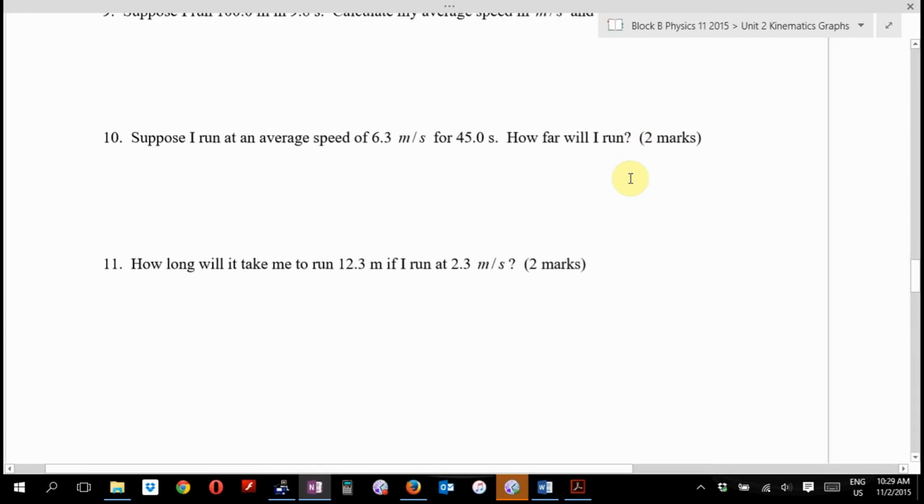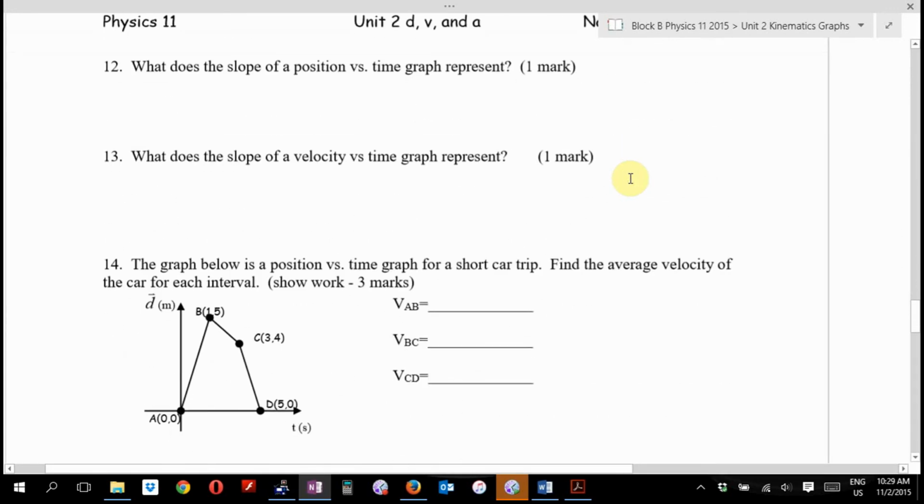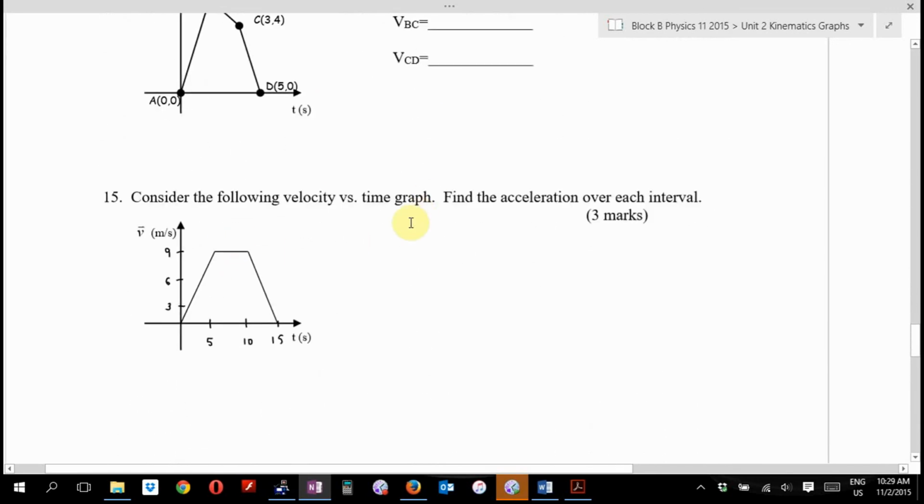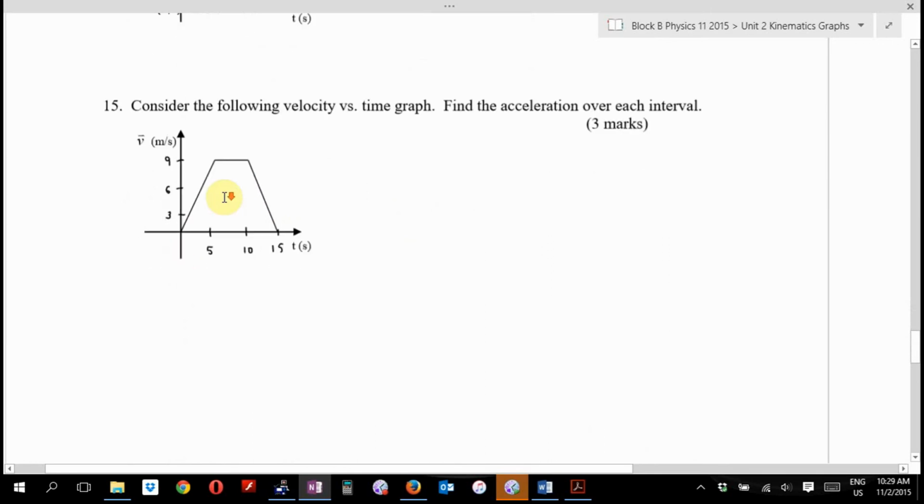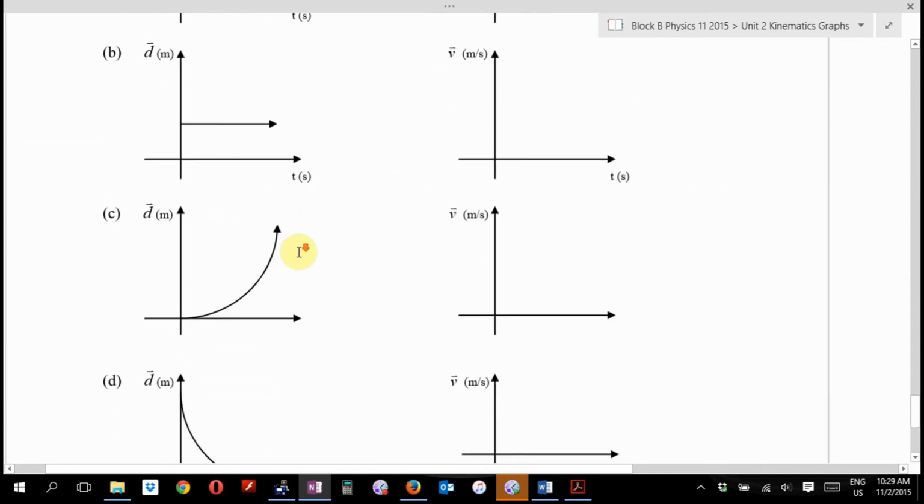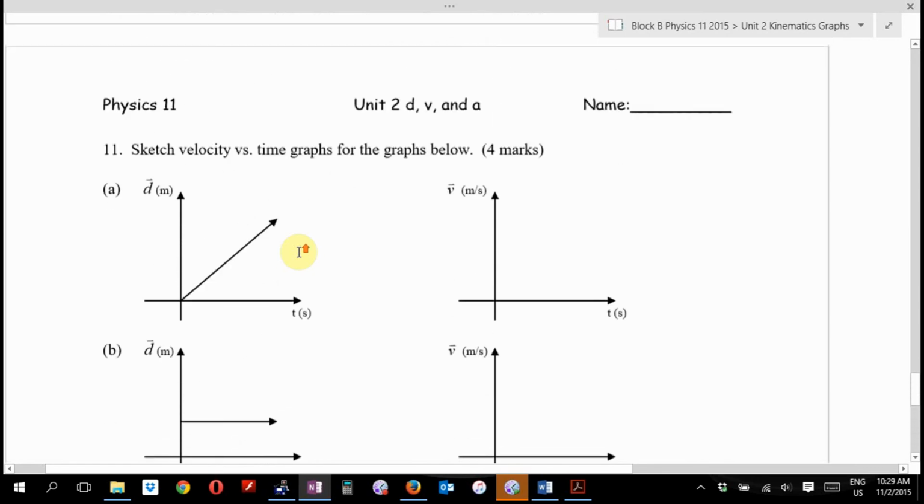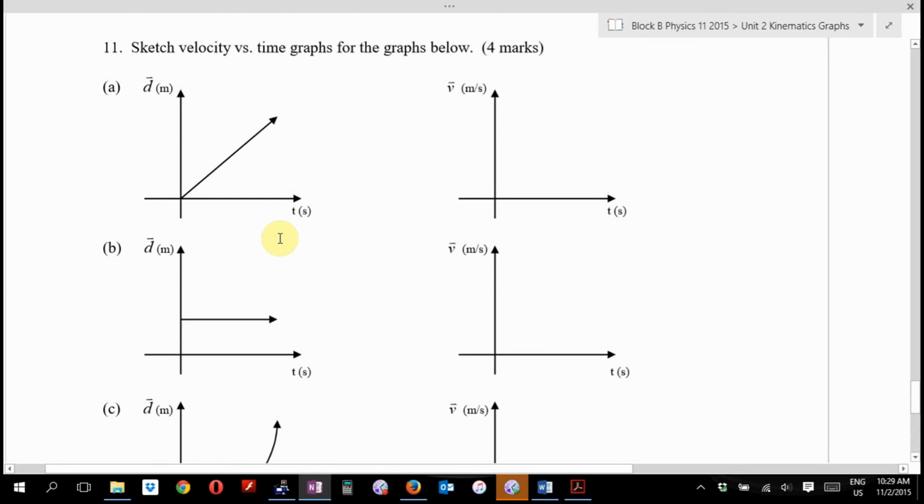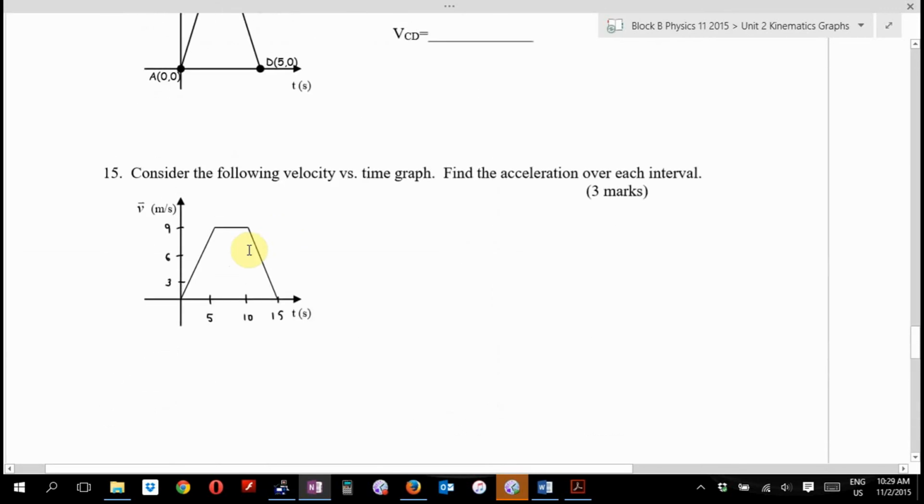Number 12, I think, what does the slope represent? Then we're going to interpret some distance versus time graphs, interpret a velocity versus time graph, and then sketch some of these here things. What isn't on here? Nowhere on this quiz. Well, here's where I gave you a velocity versus time graph and said, give me the acceleration. So a little bit of that as well.